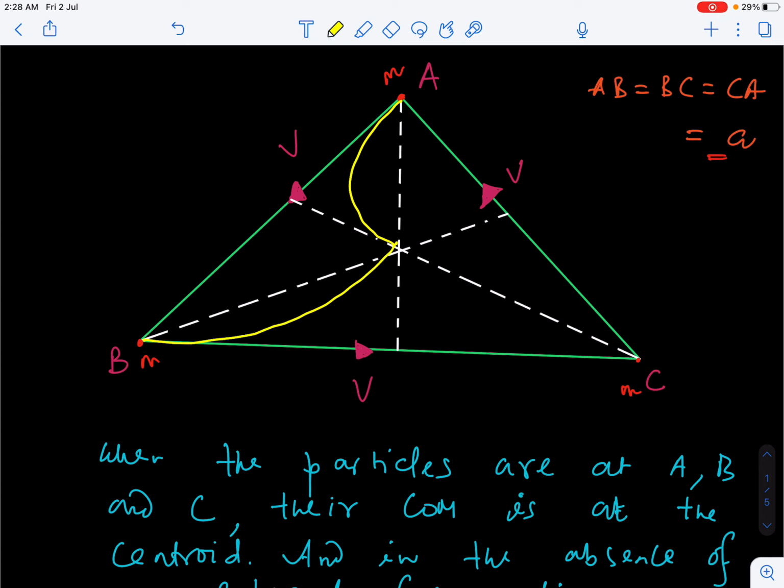I'm not going into that. Where will they meet? What is that displacement? I am going to figure out why they are making such a kind of trajectory. Can we mathematically find it out? Yes, we can. Let's see.